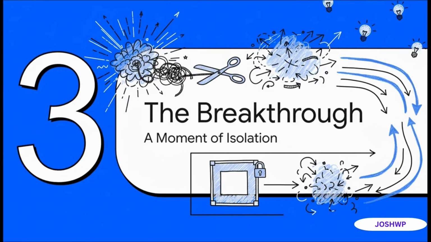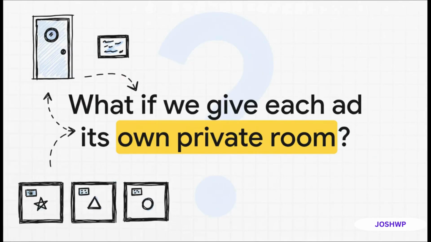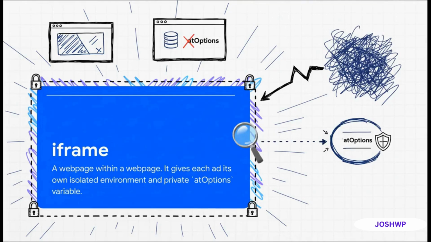After hitting a brick wall over and over, the whole way of thinking about the problem shifted. It wasn't about managing the race anymore. It was about stopping the race before it even started. The key question suddenly became, what if we stopped trying to get them to share the whiteboard nicely? What if we could give each and every ad its own private office with its own private whiteboard inside? And that private little room has a name, the iframe.